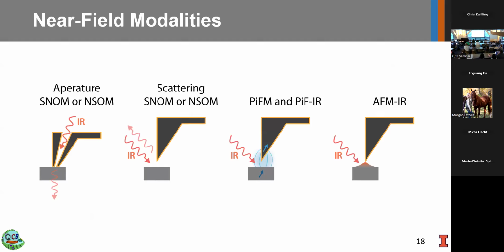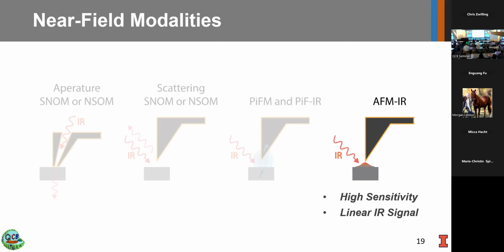So there are many different ways to configure a near-field microscope to detect some IR contrast. Depicted here are 4 of very many different iterations and versions of these systems, each of which are better suited for very specific applications. So for instance, AFM-IR is highly sensitive to photothermal expansion of the sample, which is ideal for polymer and biological applications.